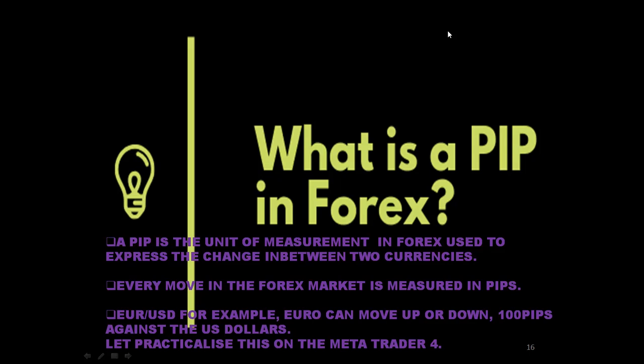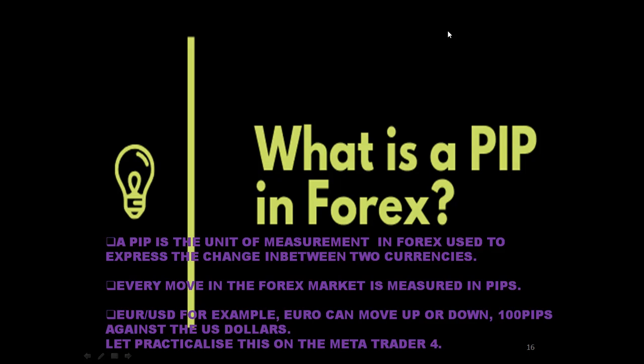Remember from part 1 of this video, I talked about currency pairs. I said you can't trade just a currency, you trade a currency against another. How are we able to measure the difference or the changes in the movement of price in the Forex market? We measure these changes using pips. So EUR/USD, for example, the Euro can move up or down 100 pips against the US dollar.